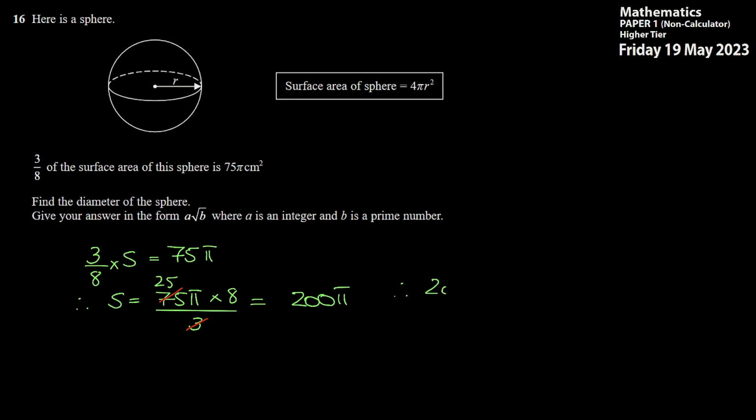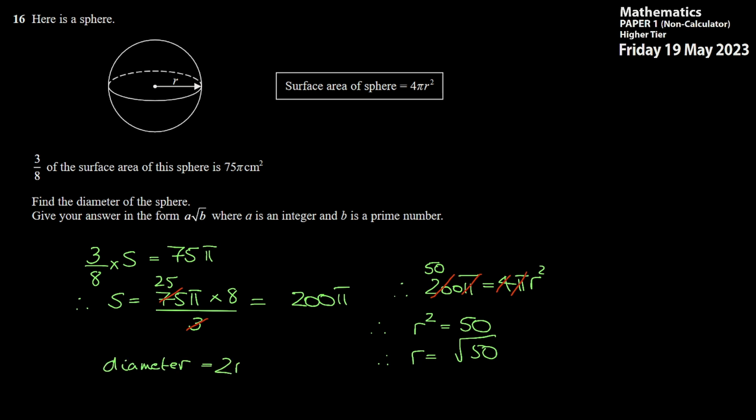So therefore, 200 pi is equal to 4 pi r squared. The pi cancels, and the 4 goes into the 200 50 times. So therefore I can say that r squared is equal to 50. And therefore r is equal to the square root of 50. Well, that's not quite what they want. They want the diameter. So diameter is equal to 2r, which is equal to 2 root 50.